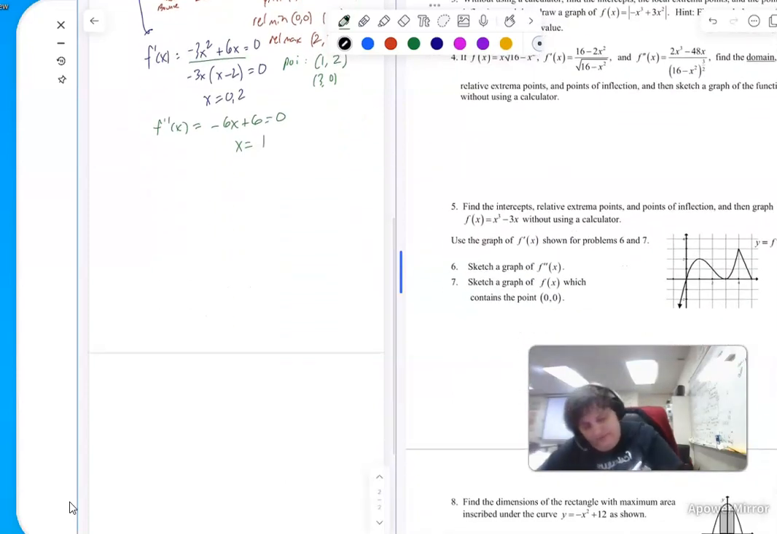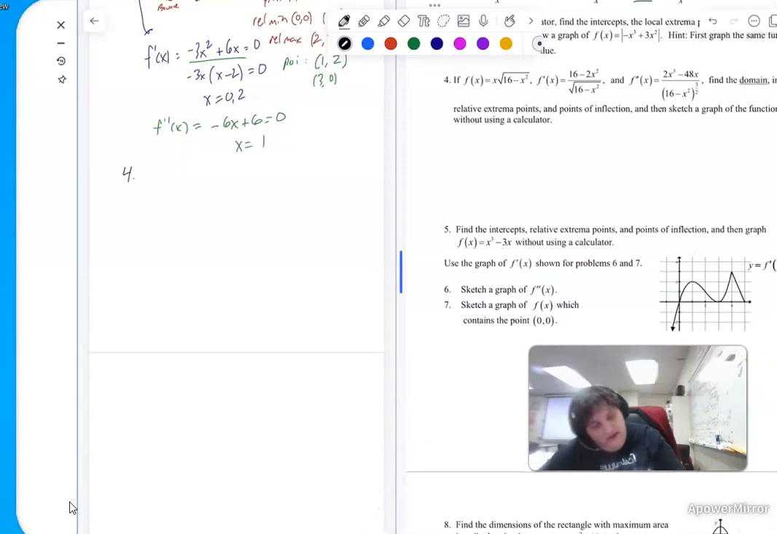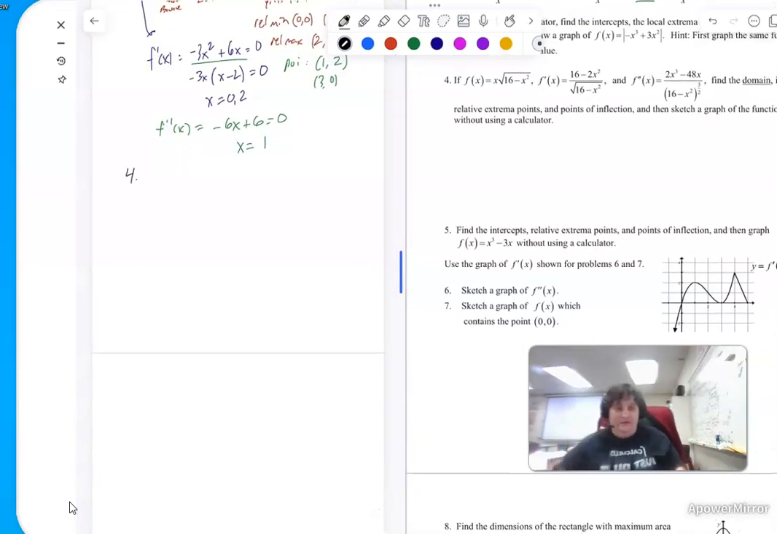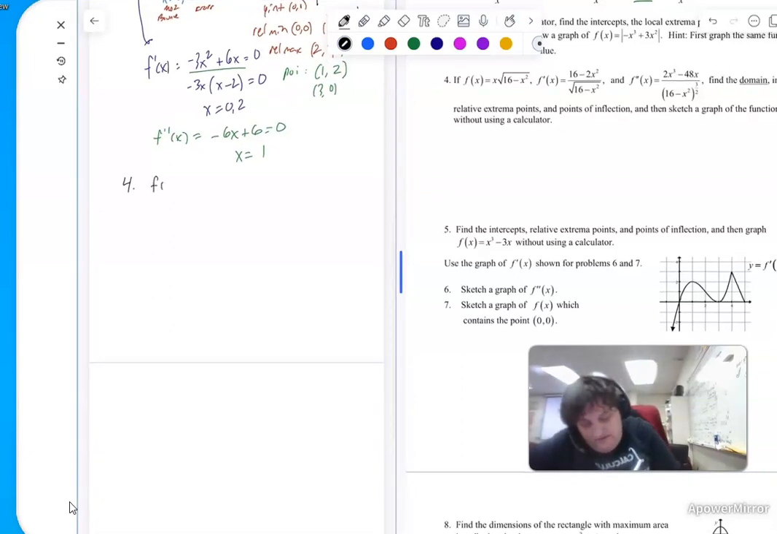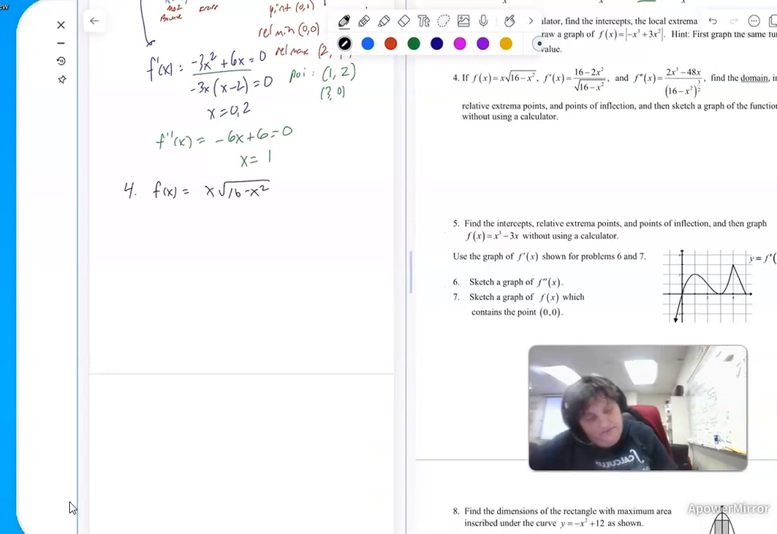Okay, let's look at number 4. Again, it gave me multiple derivatives. This is making me feel like there might be a question like this on your test, right? Where it gives you all the derivatives and you have to find everything. Okay. We have x times the square root of 16 minus x squared.